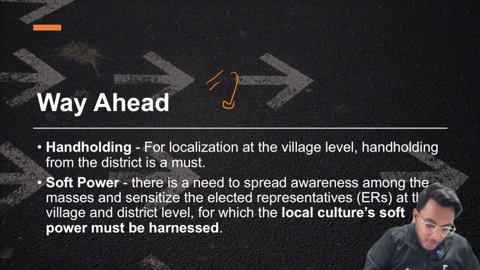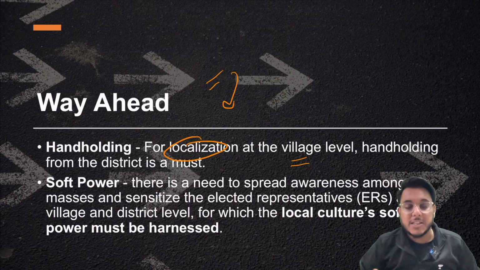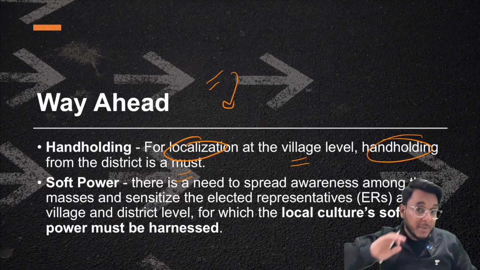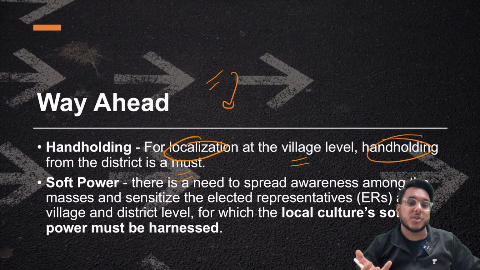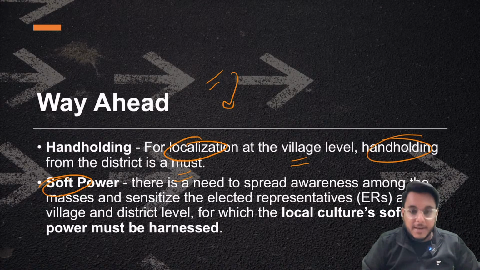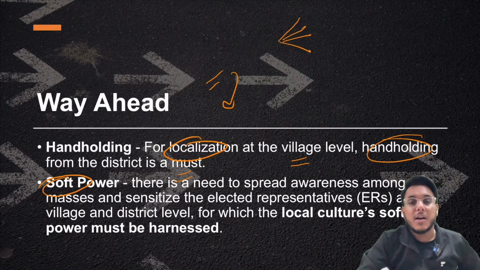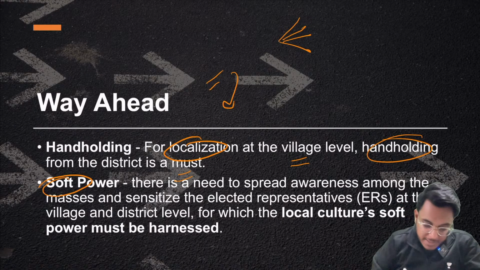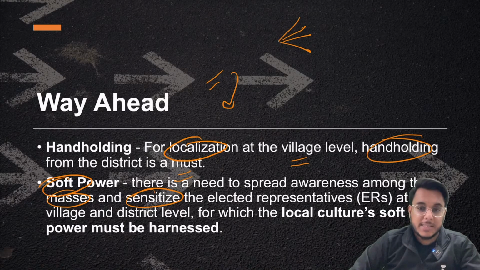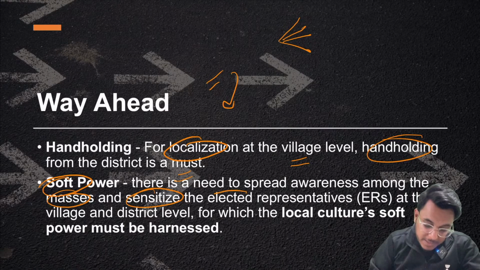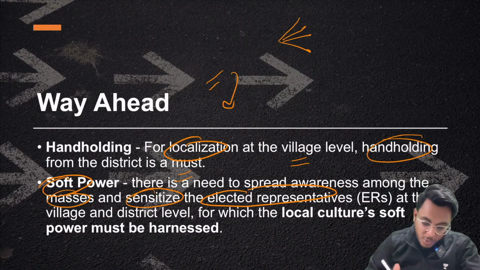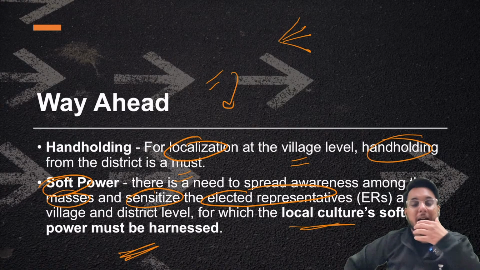When we talk about localization at the village level, bringing village level communities, the hand holding from the district is very important. District administration should support the rural administration. The next thing is soft power. Basically, guys, when we talk about attaining SDGs, we need to sensitize the masses. We need to generate awareness in the masses. We need to sensitize the elected representatives. So masses and elected representatives are to be sensitized. Now the local cultures of soft power must be harnessed.